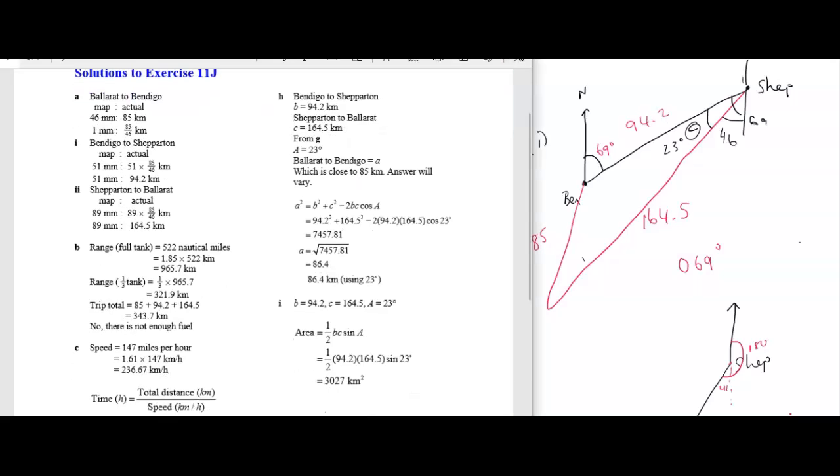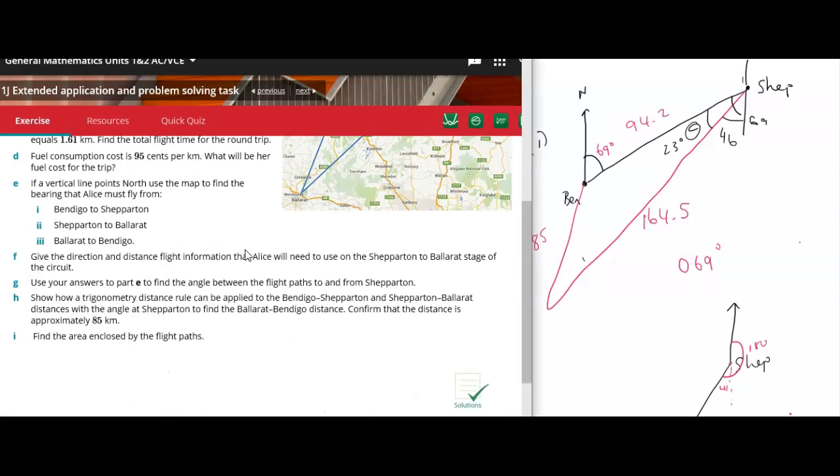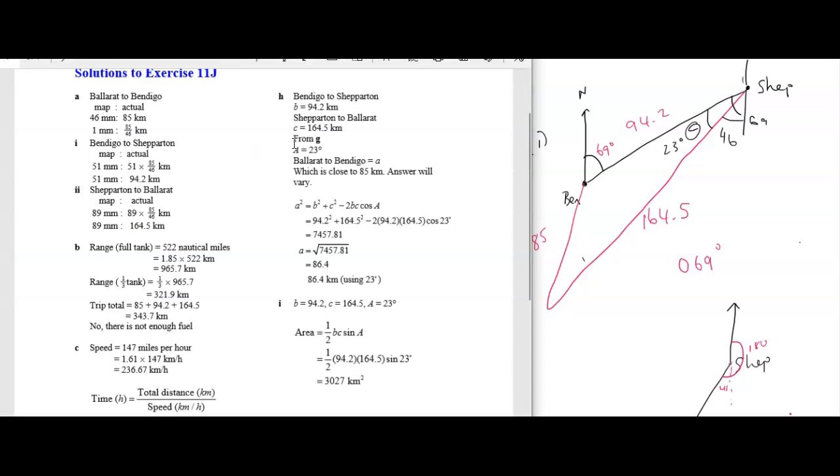Okay, question H. Let's have a read. Show how a trigonometry distance rule can be applied to the Bendigo, Shepparton, and Shepparton Ballarat distances with the angle at Shepparton to find the Ballarat Bendigo distance. Confirm that the distance is approximately 85. All right, I'm going to cheat and just have a look at the answer. So we know Bendigo to Shepparton is 94.2. So we've written that on here. Shepparton to Ballarat, 164.5. We know this angle here, 23. So it's basically asking us to prove that this is 85.